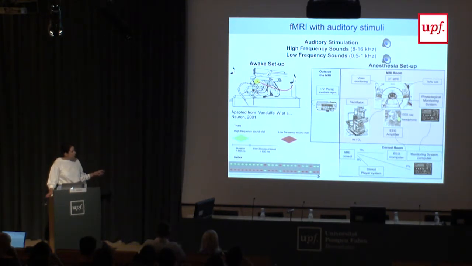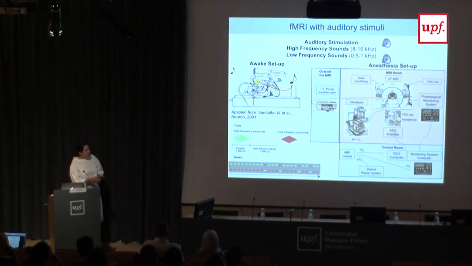The anesthesia pump was outside the scanner. Everything in red is inside the scanner room, a 3 Tesla MRI scanner. Everything in blue is outside the scanner room. So they had anesthesia. They were inside the scanner, where we see the scanner there, intubated, ventilated.